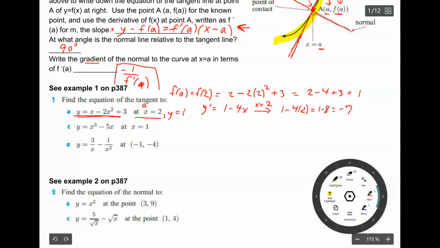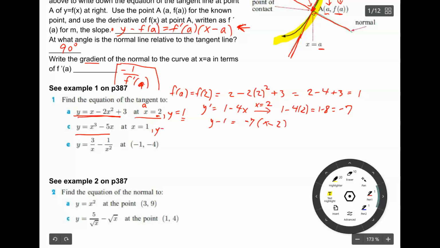And if I wanted to write the equation of the line, I would do y minus 1 equals negative 7, which is the slope, times x minus 2. Where's the 2 from? It's from there. Okay? All right, let's do C. So there is our equation.